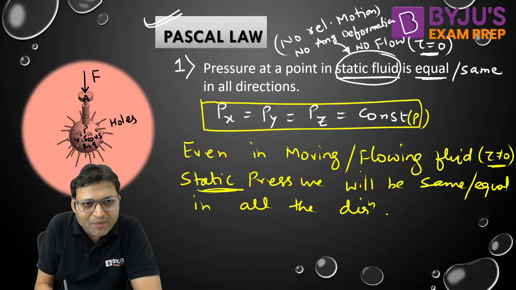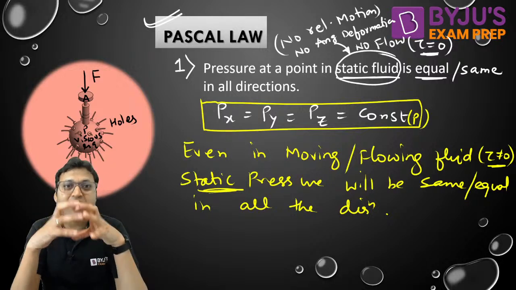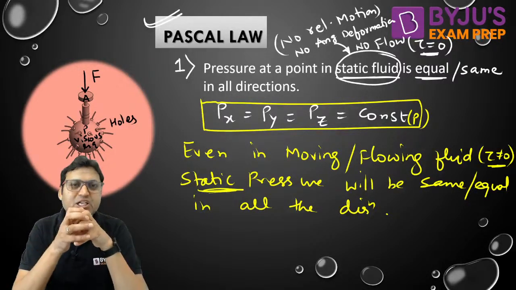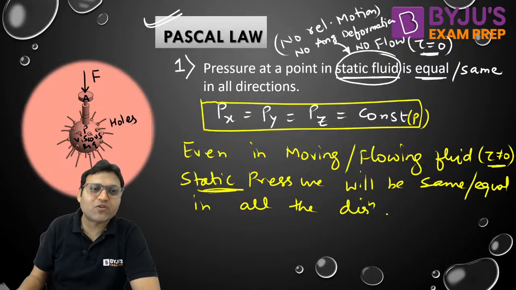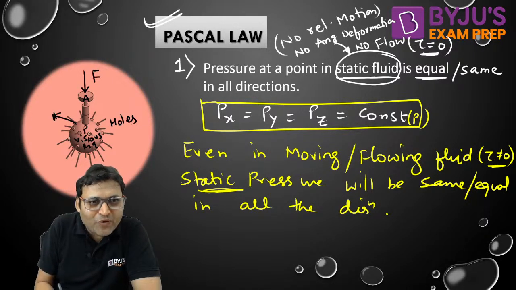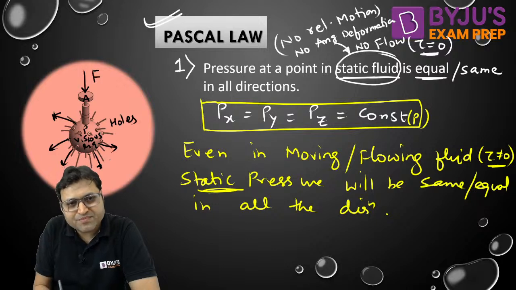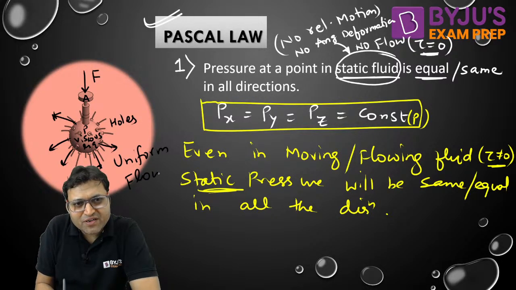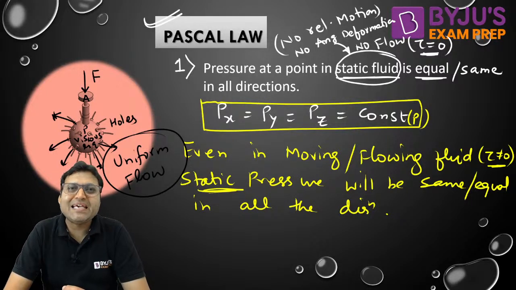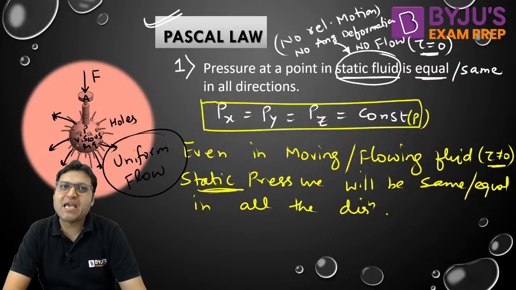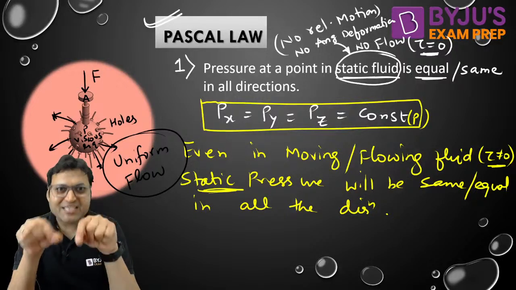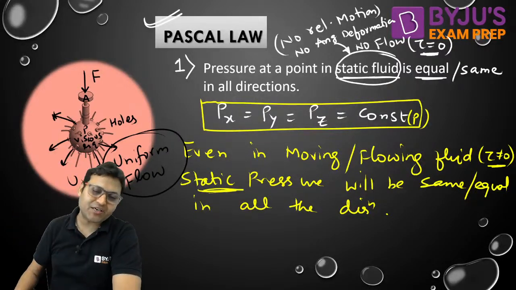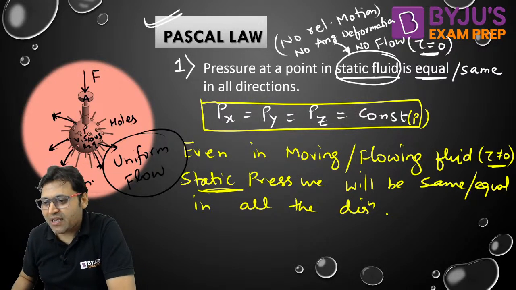Whenever pressure is developed in the viscous liquid, it will make the liquid come out of the holes. If you observe, the flow will be uniform from each and every hole. It means the flow velocity will be the same, the flow rate will be the same from each and every hole. It means the applied pressure will be equal in each and every direction.